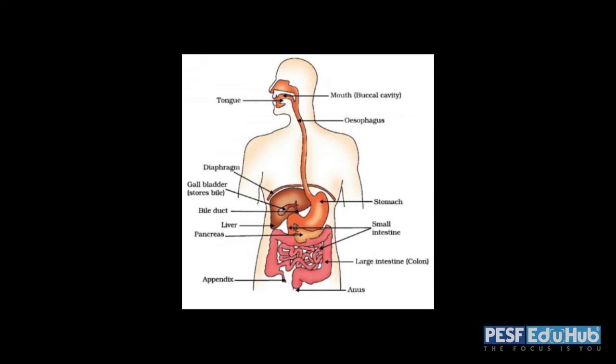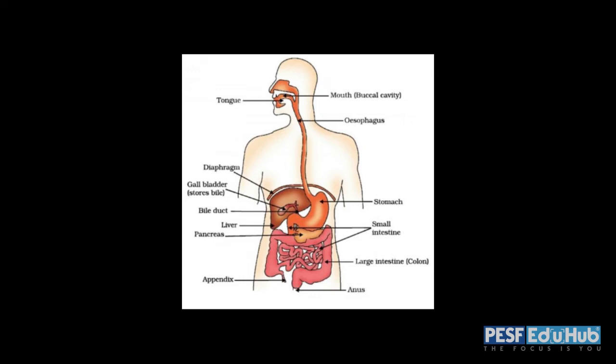Then there are 5 major types of digestive glands associated with our alimentary canal. The first gland is the salivary gland, which is present in the mouth. The stomach contains a digestive gland called the gastric gland. Then there is the liver and the pancreas. Then the small intestine contains intestinal glands. The salivary gland, gastric gland, liver, pancreas and intestinal gland together form the digestive glands of human beings.